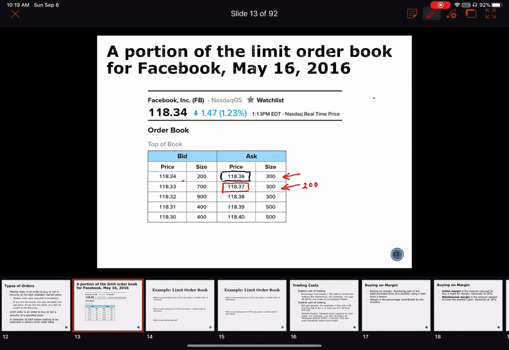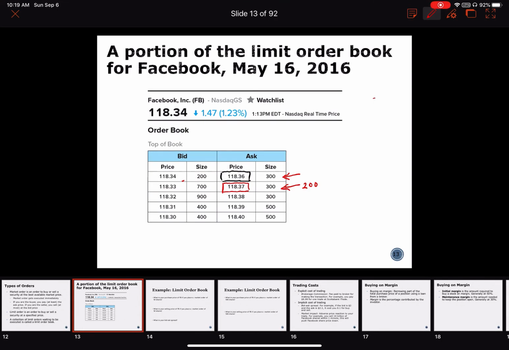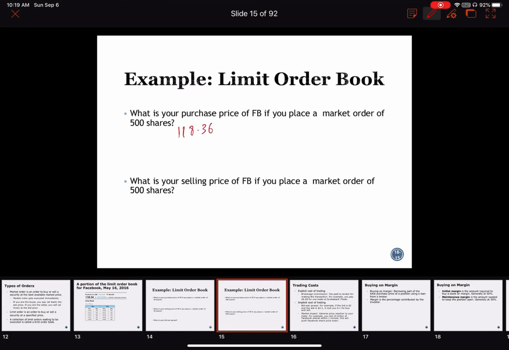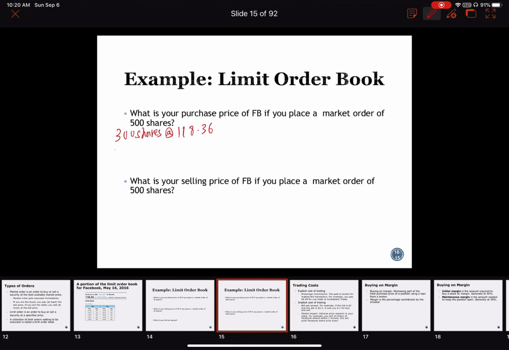So what is the answer here? Well, you will have two prices. You will buy 300 shares at 118.36. And you will continue to buy into this limit order book. In the end, you will buy the additional 200 shares at 118.37. Of course, if you want to, you can calculate the average price. Basically, the average price is 300 times 118.36 plus 200 times 118.37, divided by 500 shares. This gives you the average purchase price.